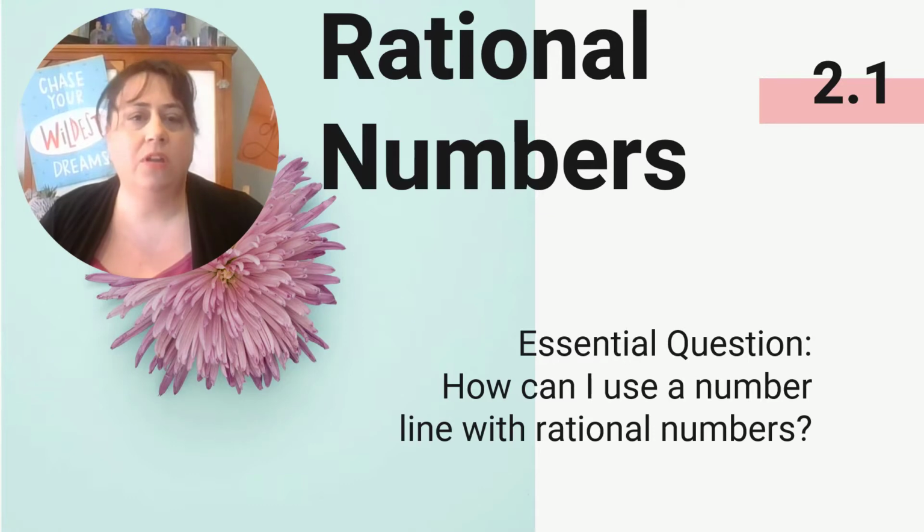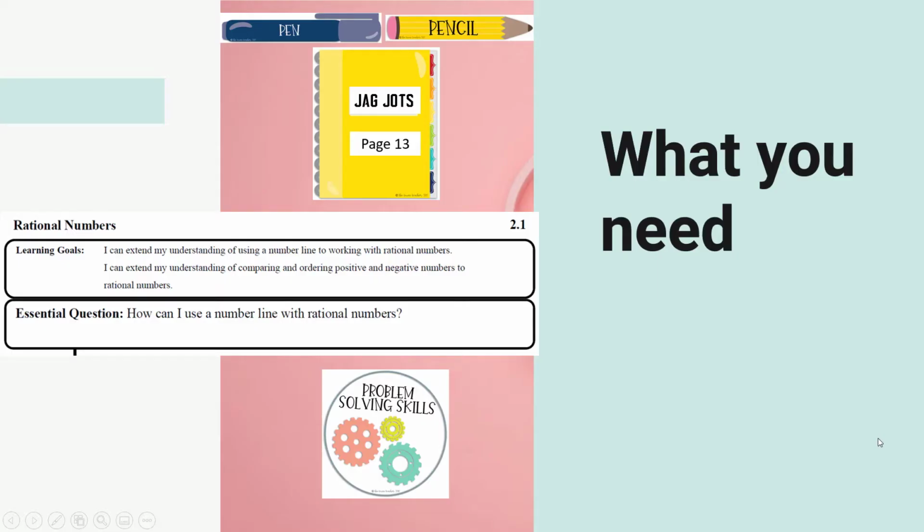We are going to be starting on rational numbers, and we're going to start today with how can I use a number line with rational numbers. You are going to need something to write with, a pen or a pencil, your Jaguar Jots on page 13. It'll say rational numbers at the top and 2.1 and have that essential question. And as always, your problem solving skills.